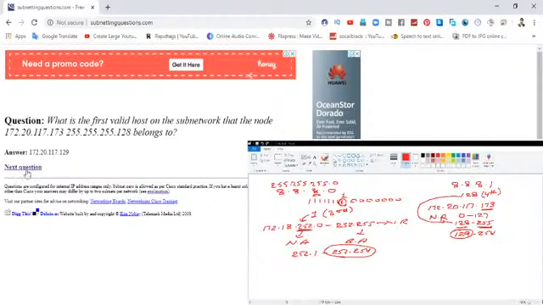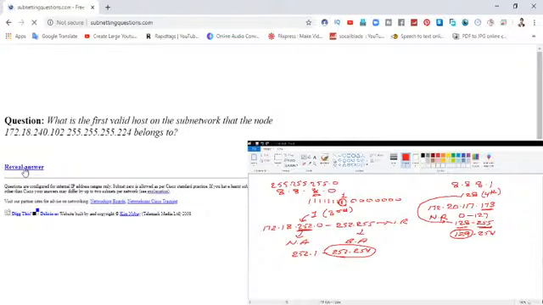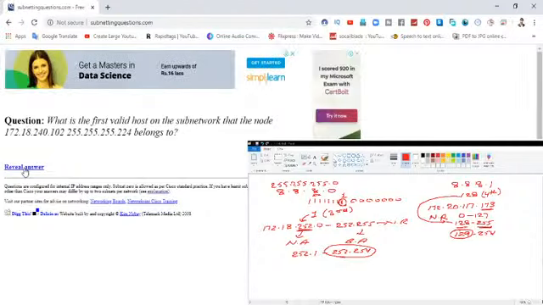Let us come to the next question, the second last question, where I am going to explain. After this, the last question, and then I will show you my speed, which is less than 5 seconds, without using pen and paper, subnetting in mind. What is the first valid host on the subnetwork? Again, the same kind of question.